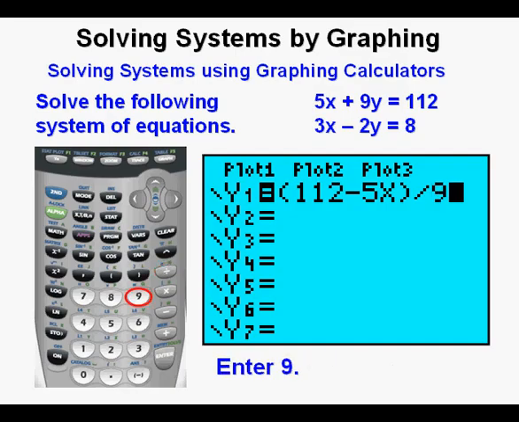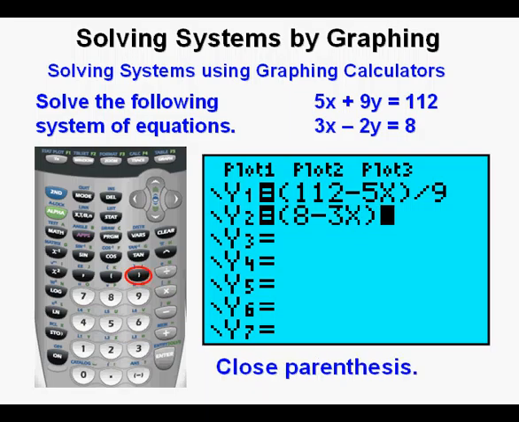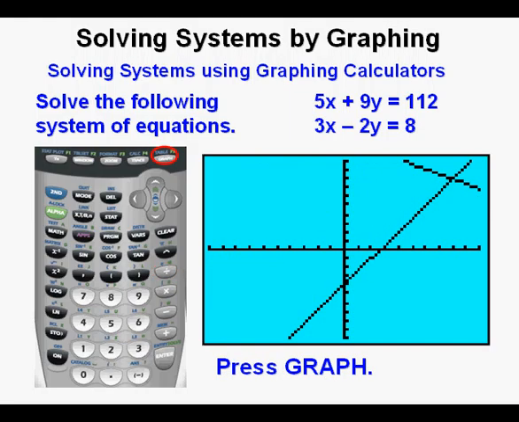On the next line, we start the same process with the second equation. Enter open parentheses. Next, enter 8. Next, we subtract 3x. Close parentheses, and then we divide by the coefficient of y, which is negative 2. Next, press graph at the upper right. We see the intersection or solution.